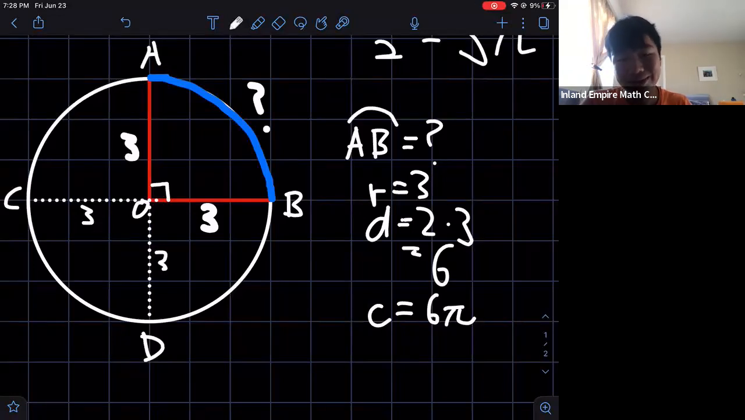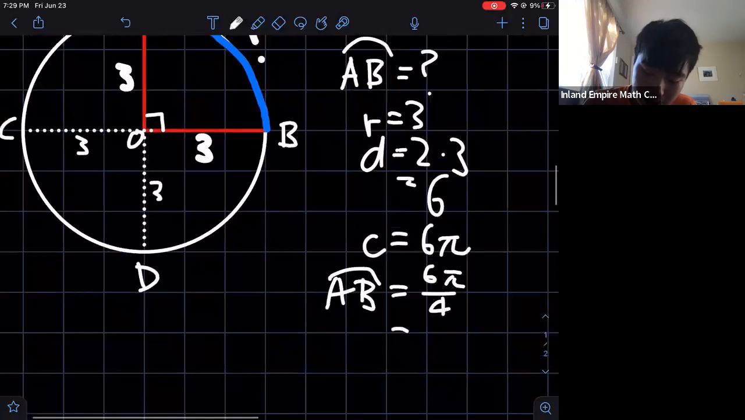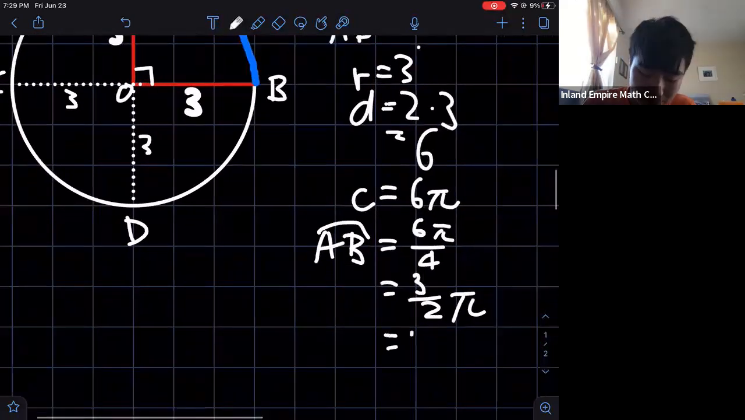Pi times the diameter, or the diameter times pi, which in this case, the diameter is 6, which means that the circumference is going to be 6 times pi. Now, in this case, we can again use the same method by dividing it into 4. So the length of arc AB is going to be 6 pi over 4, which we can simplify to 3 over 2 pi, which is just 1.5 pi.